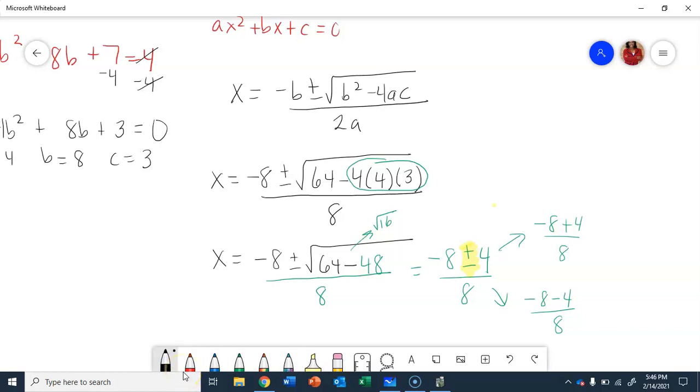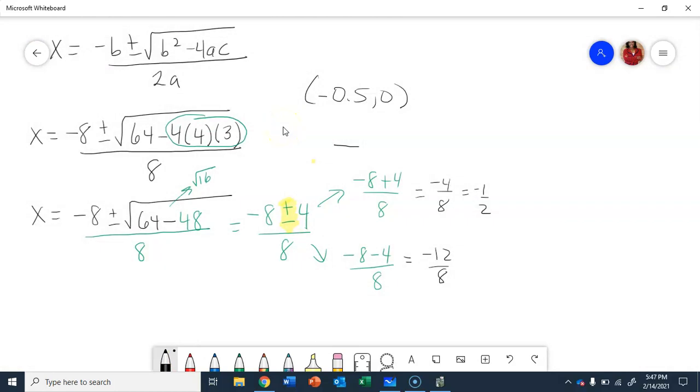All right, so what is our final solution? Well, negative 4 over 8 is negative 1/2. So one of my x-intercepts is at negative 0.5, 0. And then this is negative 12 over 8, which, if I divide both by 4 as their greatest factor, I get negative 3 over 2. This is negative 1.5. So one x-intercept is at negative 1.5, 0, and the other one is at negative 0.5, 0. All right, now I'm going to do one more, and then that's enough for the quadratic formula.